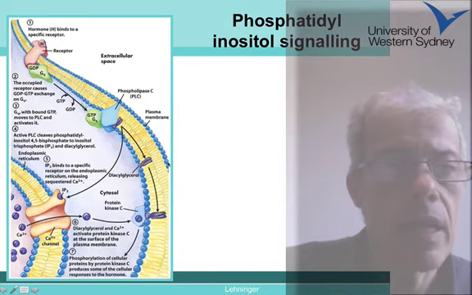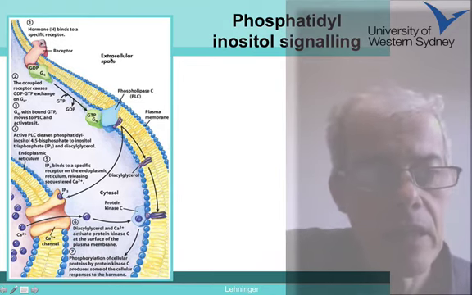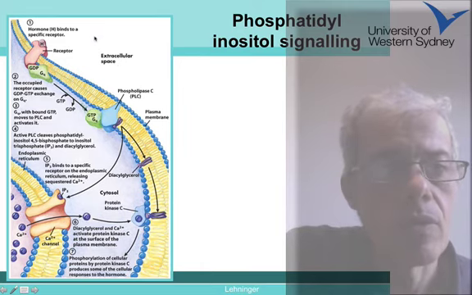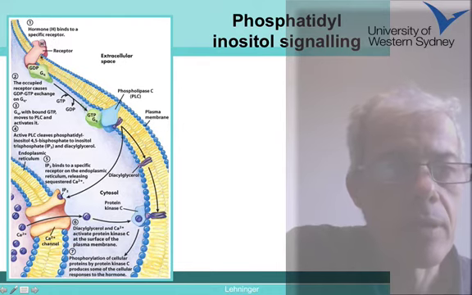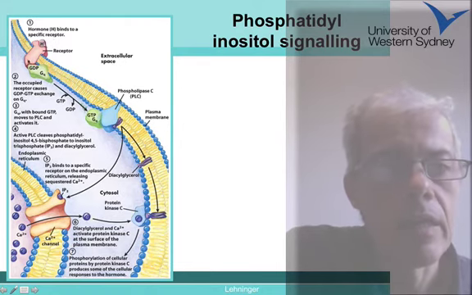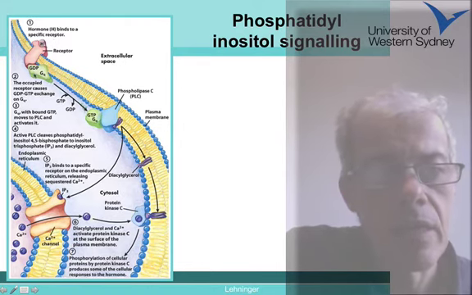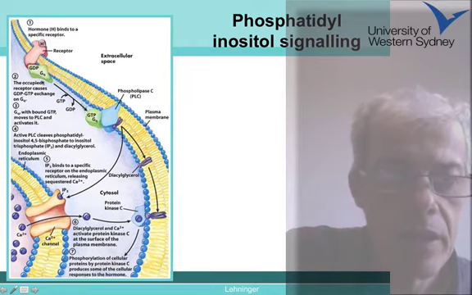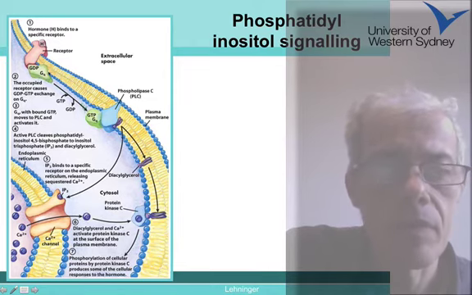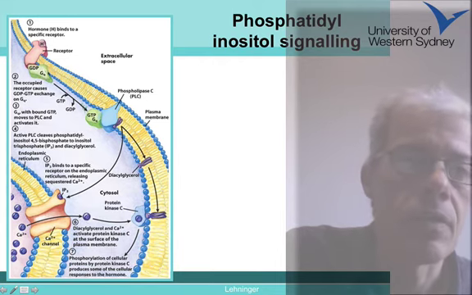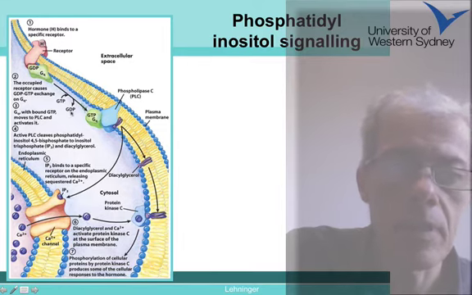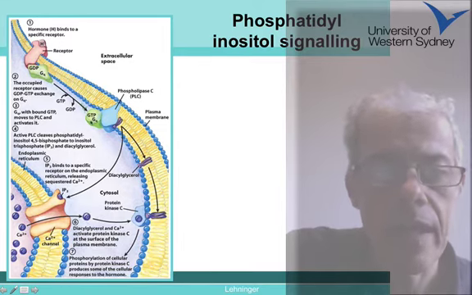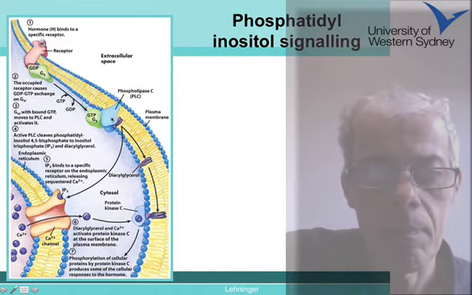Again, here's a good diagram from the Lehninger textbook which shows the activation of a G protein coupled receptor by a hormone, leading to the activation of the heterotrimeric G protein. In this instance, we refer to the alpha subunit as Gq, and the Gq subunit, once it's bound to GTP, as shown here, can activate phospholipase C.